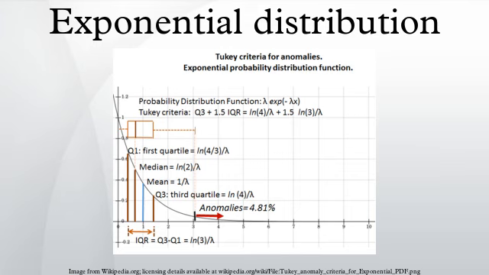Memorylessness. An exponentially distributed random variable T obeys the relation given. When T is interpreted as the waiting time for an event to occur relative to some initial time, this relation implies that, if T is conditioned on a failure to observe the event over some initial period of time s, the distribution of the remaining waiting time is the same as the original unconditional distribution.